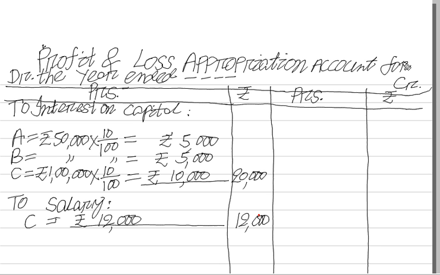Then profit given in the third last line. The firm made a profit of 1,72,000 before charging any of the above items, by profit and loss account, 1,72,000.